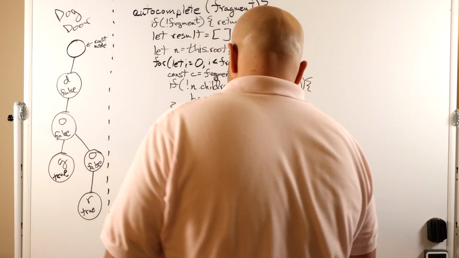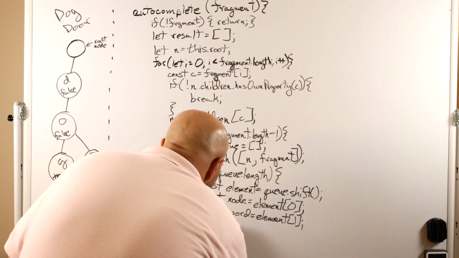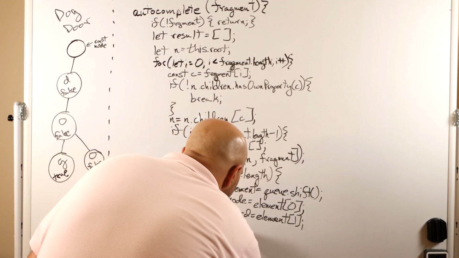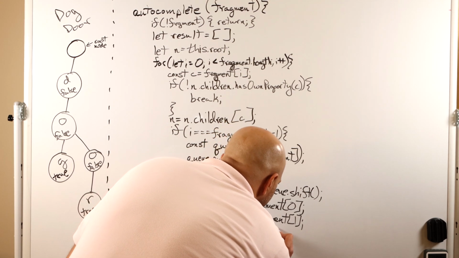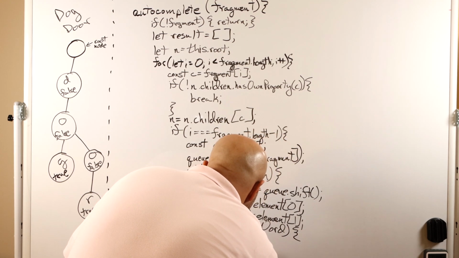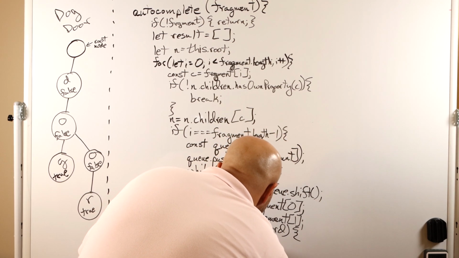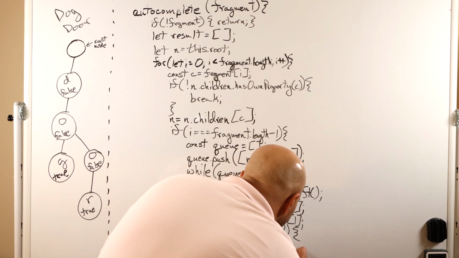Now what we're going to do is we're going to check to see whether or not this word is a word by saying if node.isWord, then we want to go ahead and add this word to our result array by saying result.push word.